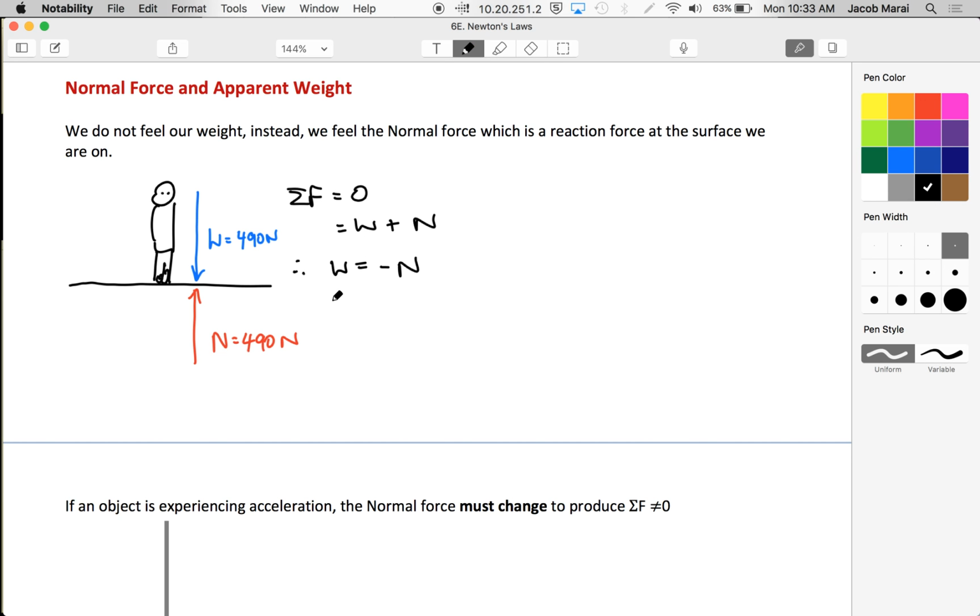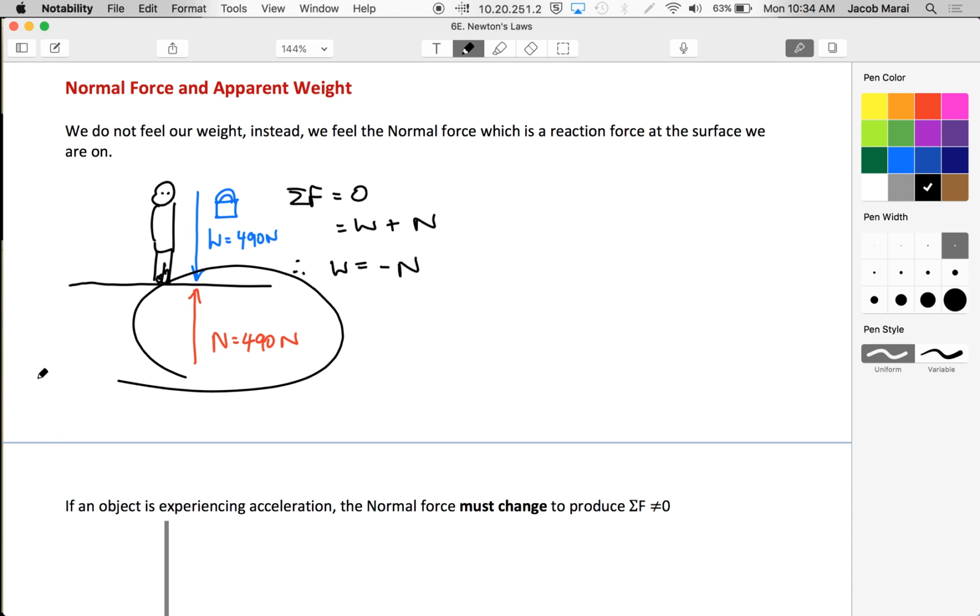I'd like you to draw a padlock. Your weight vector is always your mass times gravity. It never changes and it's always acting down. So, if we wanted this gentleman to accelerate upwards or downwards, if we wanted to produce an unbalanced force, we would need to vary the normal force.